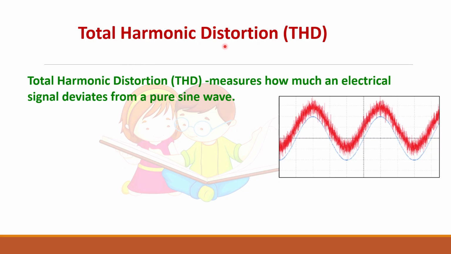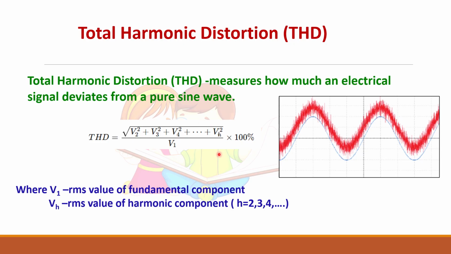The commonly used metric is the total harmonic distortion, THD, which measures how much an electrical signal deviates from a pure sine wave. In this picture you can see a blue waveform, which is the ideal pure sine waveform, and this red one is the actual waveform which deviates from the original. If you measure the THD of this red waveform, it will show you how much it has deviated from the original waveform. THD is given by this formula, with respect to the fundamental component V1. That is, how much it has deviated from the ideal one.